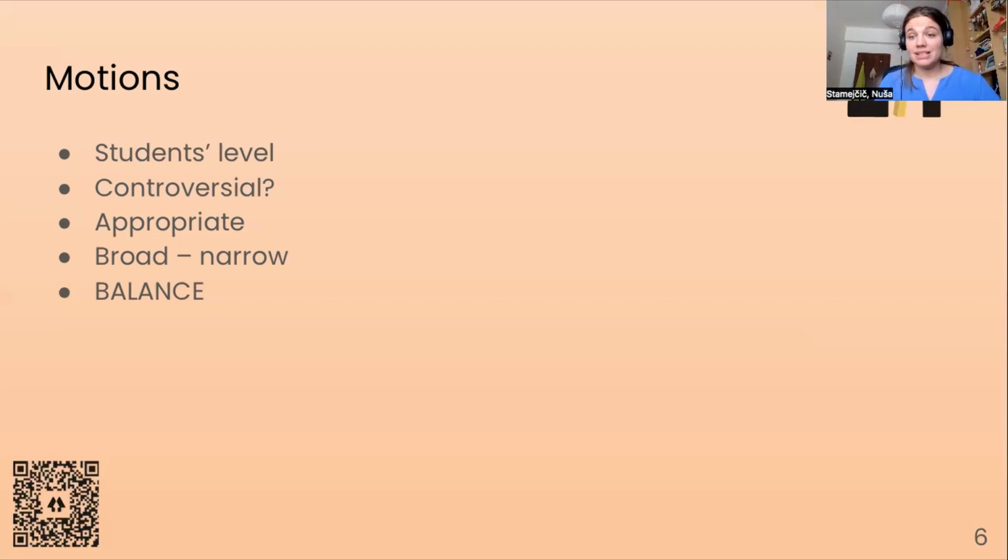And last but not least, the most important part, a motion should always, always, always be balanced. There should always be approximately equal amount of stuff to be said on side proposition and on side opposition, right? Side opposition should not just say no to side proposition, but they should be able to come up with their own material on their own. So the topic should be broad enough to include both sides equally, okay?